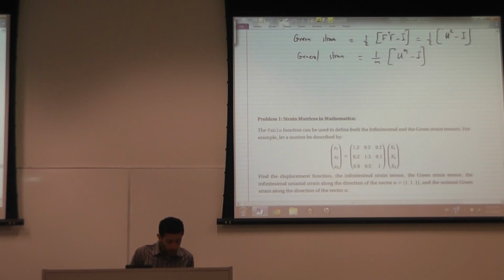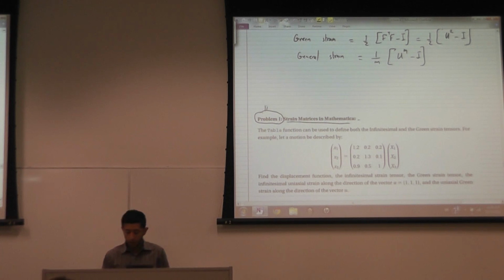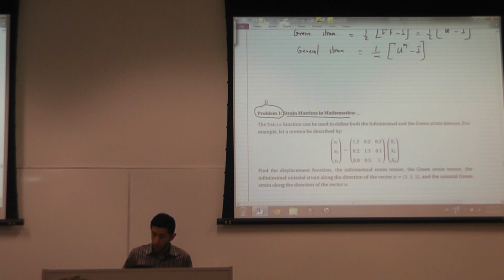So you have a lot of problems in your textbook. I would recommend that you look at all these problems. They're simple, more on the undergrad level, but just take a look at them. They're more numerical problems, so you can get a measure of how to use those strain measures.